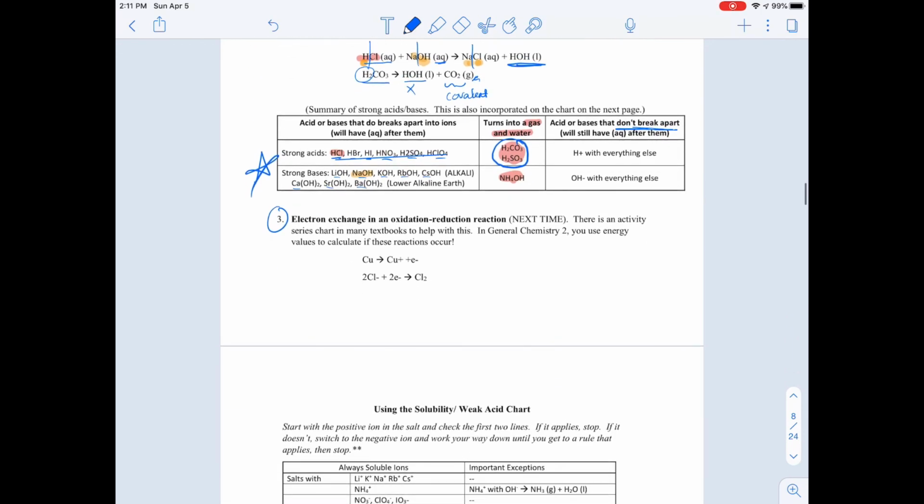Just so you're aware, there's something called electron exchange, in an oxidation reduction reaction. This is another driving force, if electrons want to move. There's an activity series chart that we would normally be teaching you about. It's in many textbooks to help with this. And in Gen Chem 2, you would actually use energy values and see if the electron would want to move and how much it would move. But lucky for you guys, this whole section has been removed from this portion of general chemistry. And I'll show you which pages in the notes are also removed.